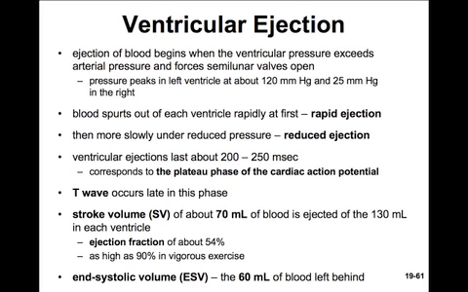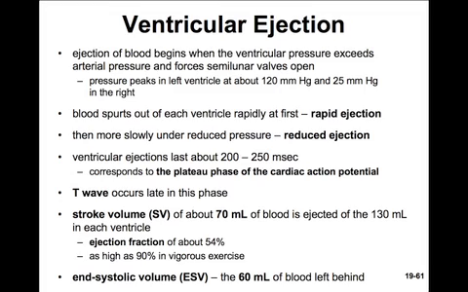During ventricular ejection, the blood pressure in the ventricle begins to exceed the arterial pressure and forces the semilunar valves open. The pressure peaks in the left ventricle at about 120 millimeters of mercury and only about 25 millimeters of mercury in the right. That's again because the pulmonary circuit is much smaller than the systemic circuit that's supplied by the left ventricle, as well as the fact that we don't want the blood pressure in the lungs to be too high. I'll explain the reason for this in a future chapter.